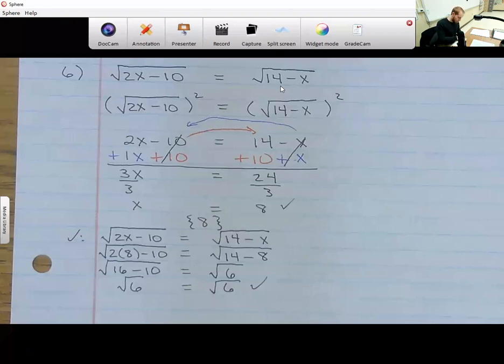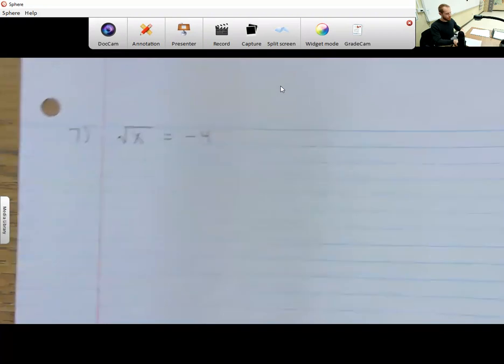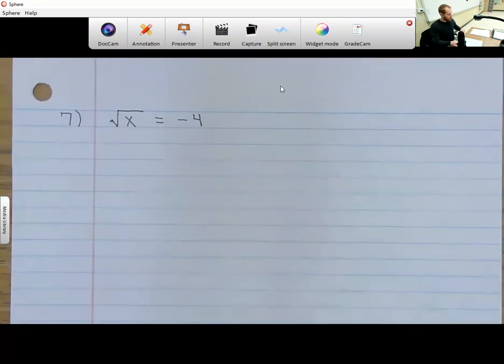Number 7. So 7 is going to be one of those that is special. And the reason why it's special is because it has no real solution. So let me write it down and get it ready. Number 7 is going to be square root of x is equal to -4. Okay? So let's take a look at this one.